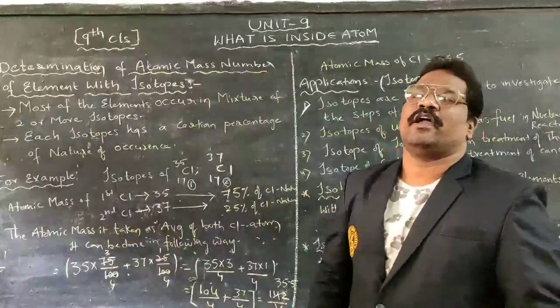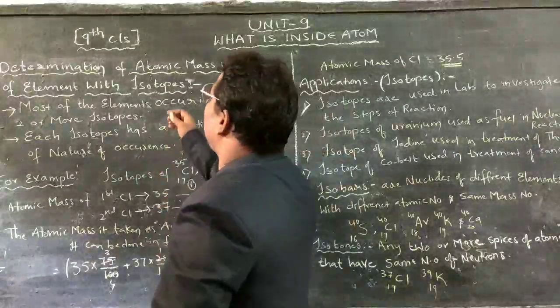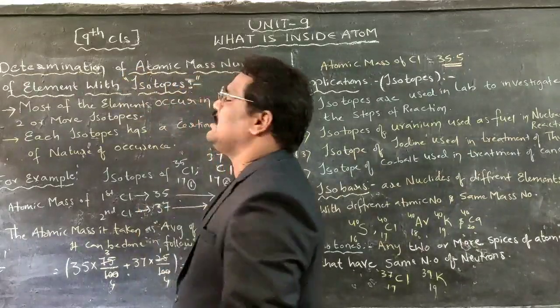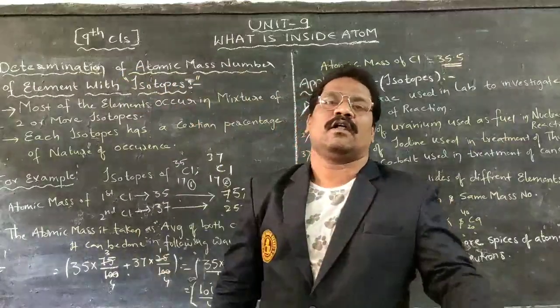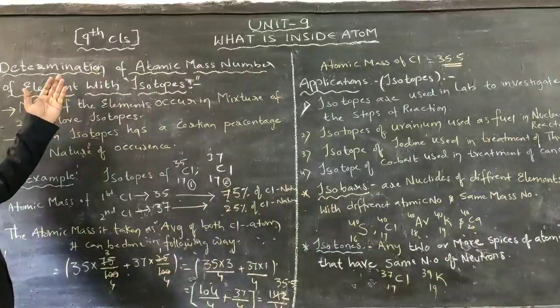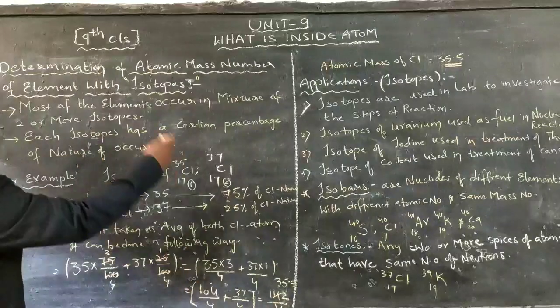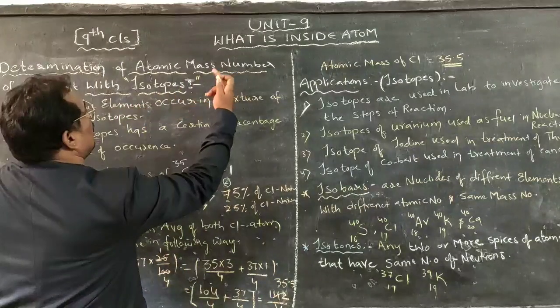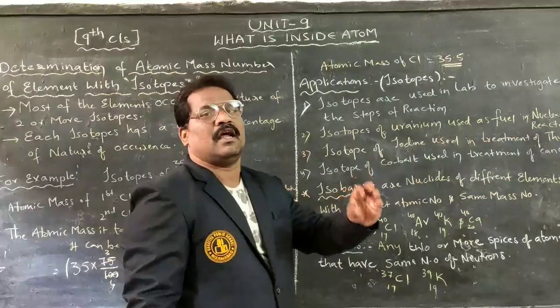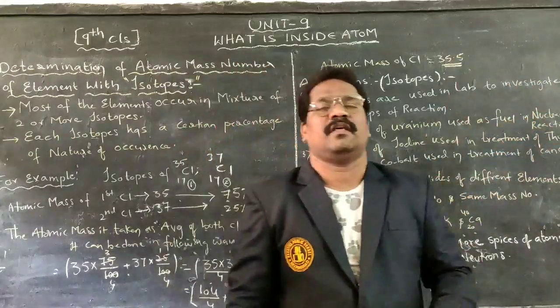We are going to determine that based upon one word that is called isotopes. What are called isotopes? Isotopes are the nuclei of atoms of the same atomic number and different atomic mass number. Same atomic number will be there and different atomic mass number will be there.